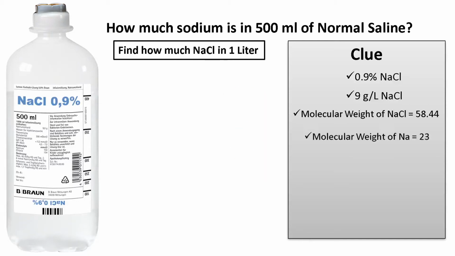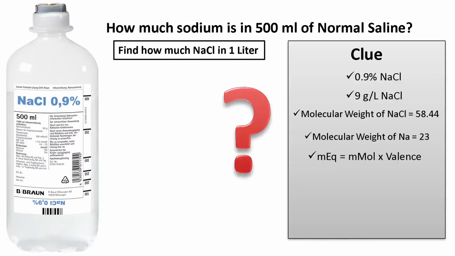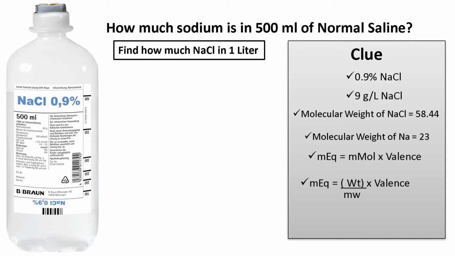The molecular weight of sodium is 23. So we know the equation of milliequivalent. Milliequivalent is equal to millimoles into valence. And we further break the equation. Then we find milliequivalent is equal to weight in milligrams divided by the molecular weight in milligrams multiplied by the valence.